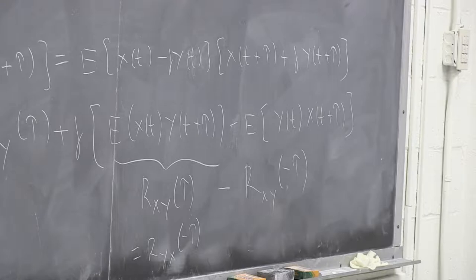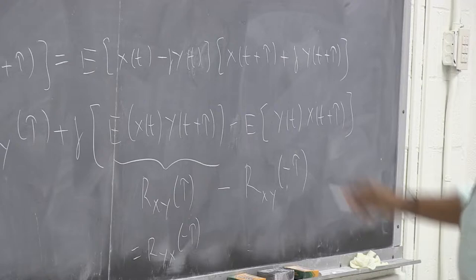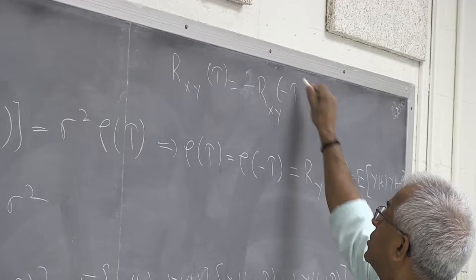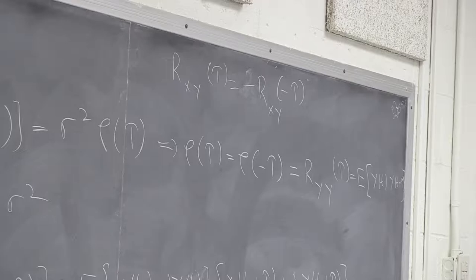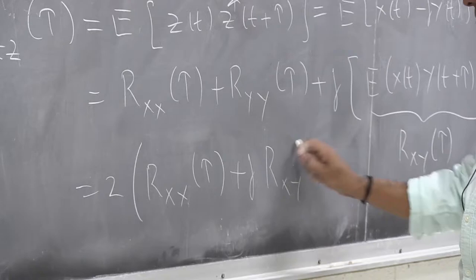So the two assumptions being made, one assumption is already here, and the second assumption is that rxy of minus tau is minus of rxy tau, which means this would turn out to be 2 times rxx tau plus j rxy tau. So this is the special assumption being made.